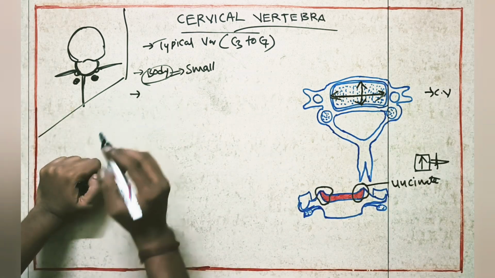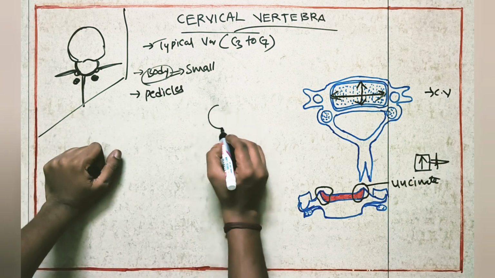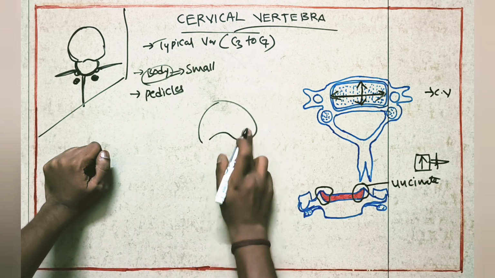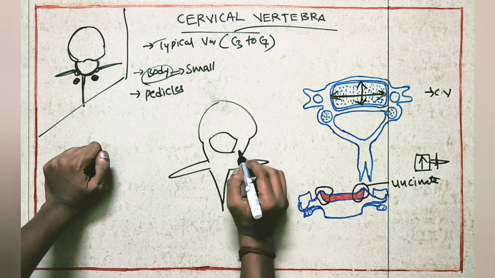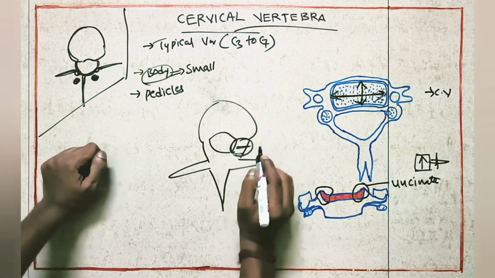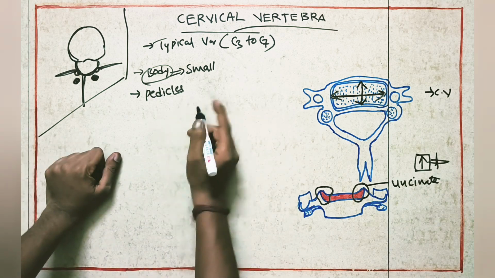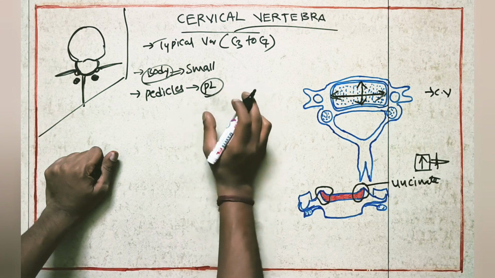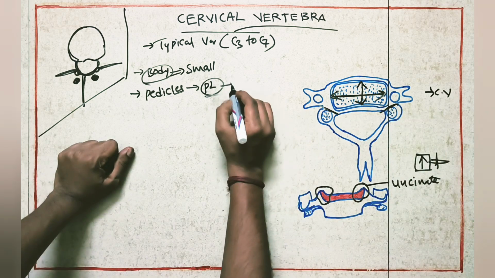And the second point is the pedicles. What is a pedicle? Suppose this is the body of the vertebra; here we will have the posterior arch of the vertebra. The place where the arch is connected to the body of the vertebra is called the pedicle. How is it in the cervical spine? The pedicles of the cervical vertebra project posterior lateral. Here these are the pedicles, in a posterior lateral orientation.